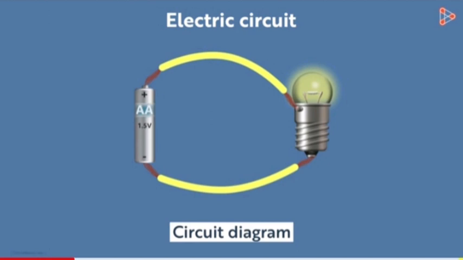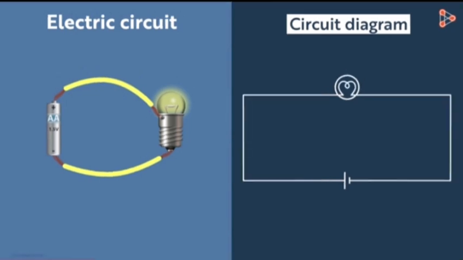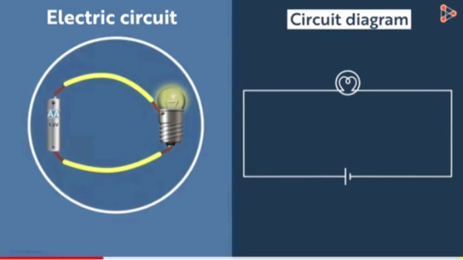So first we need to know what a circuit diagram is. A circuit diagram is just a graphical representation of an electric circuit using the symbols of electrical components. So now we will draw the circuit diagram of this electric circuit. Now the circuit diagram is very simple. You will first draw the symbol of the electric cell and the symbol of the bulb. Then, using straight lines for wires, join them together. So this is the circuit diagram of this electric circuit.